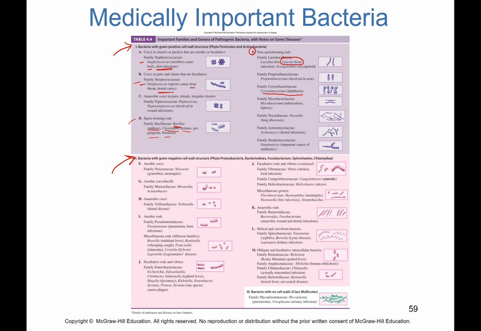Corynebacterium causes diphtheria. Mycobacterium is a very important one. Mycobacterium has that waxy lipid cell wall that causes things like tuberculosis and leprosy.